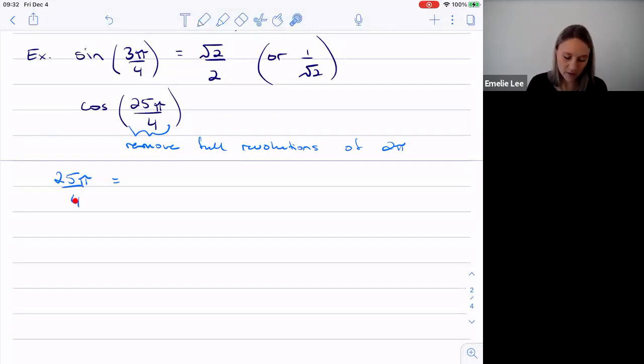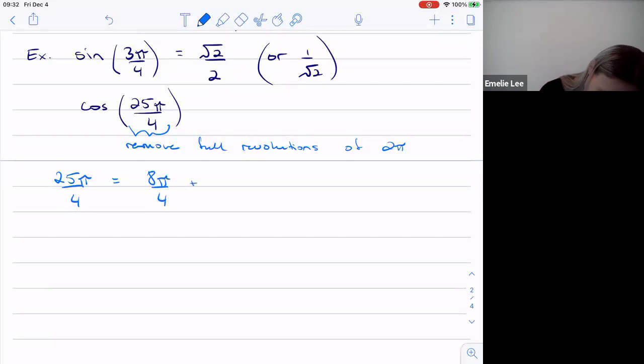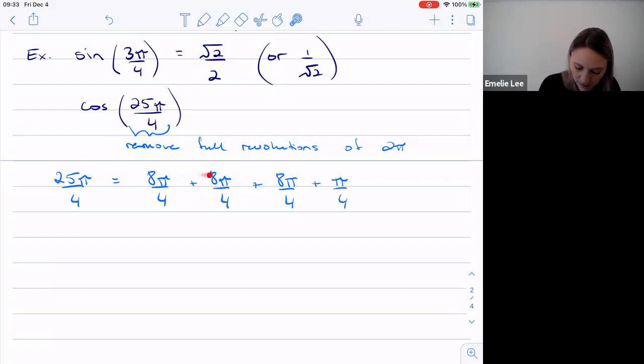So if we're over 4, remember, a full revolution is 2 pi. And so over 4, 8 pi over 4 would be a full revolution. So I'm removing multiples of 8 out of 25. So what I get is 8 pi over 4 plus, and I would use my calculator on the side, 25 minus 8 is 17. Okay, so it looks like I can still subtract 8. So plus 8 pi over 4, just keep track as you go here, puts me at 9 pi over 4. It looks like I can still subtract 8. So 8 pi over 4 plus pi over 4. 8 plus 8 plus 8 plus 1 makes 25. Over 4, common denominator, so we're allowed to split them up.